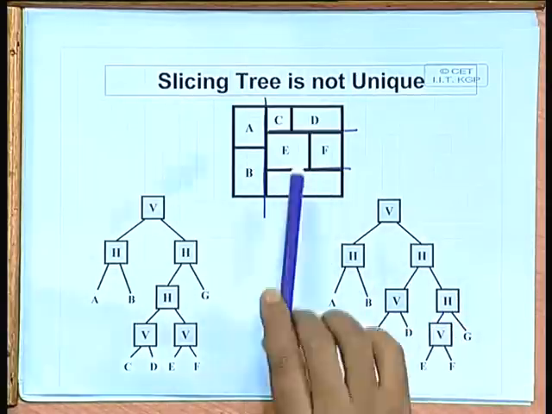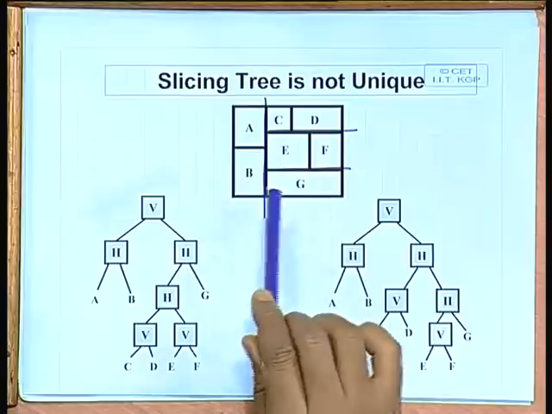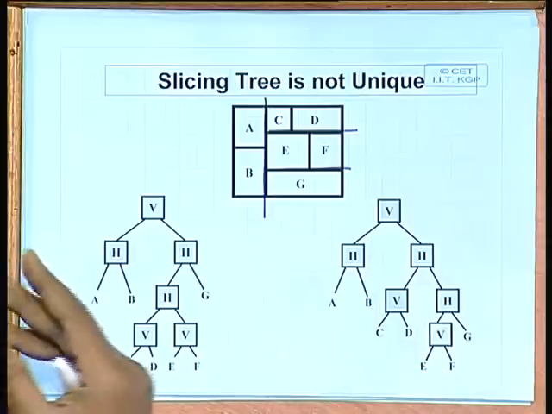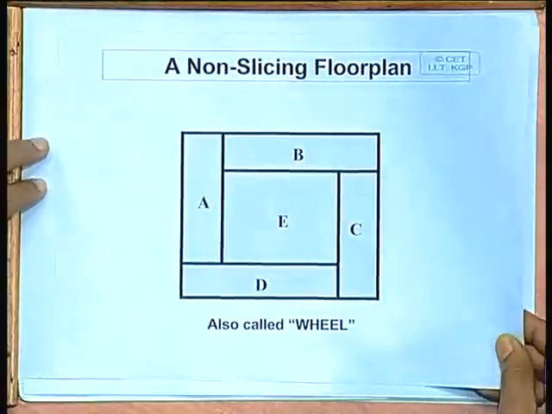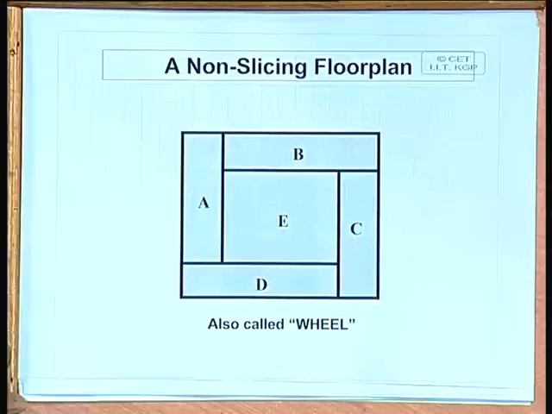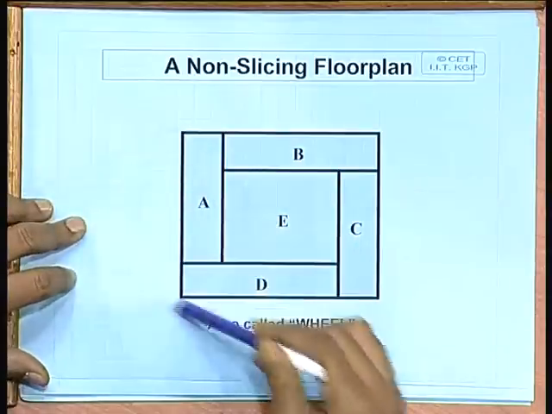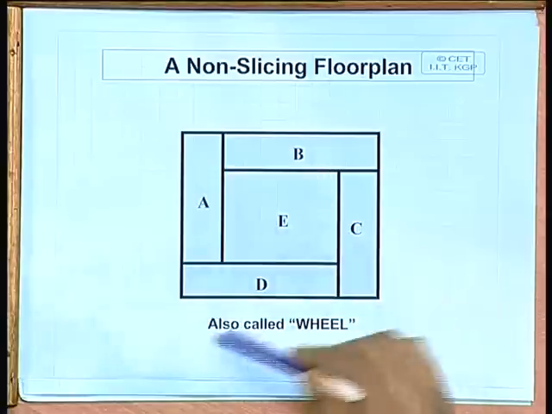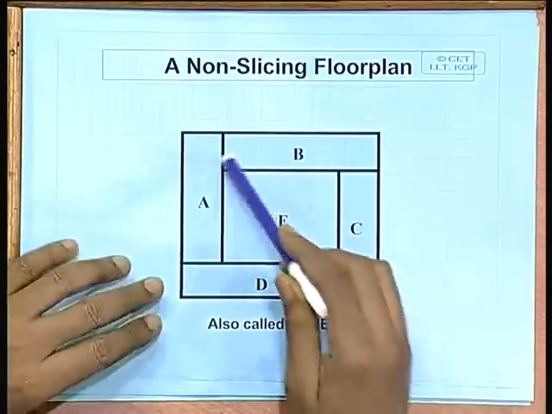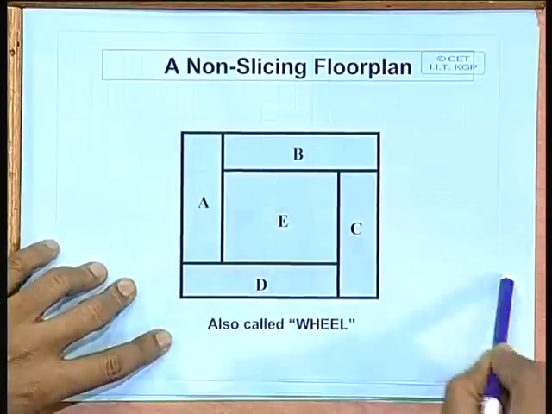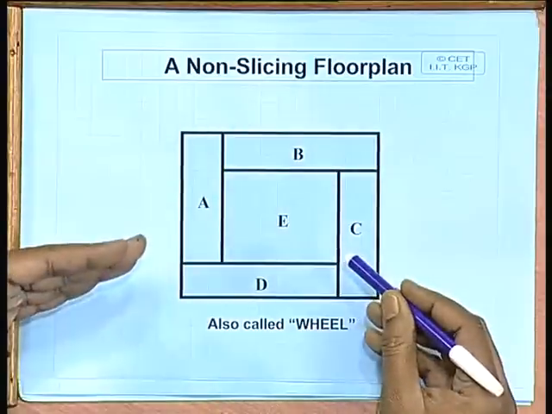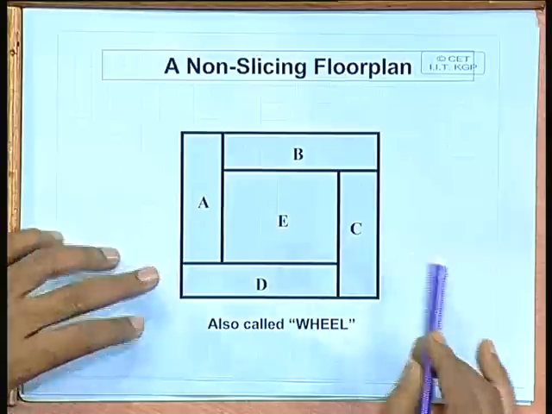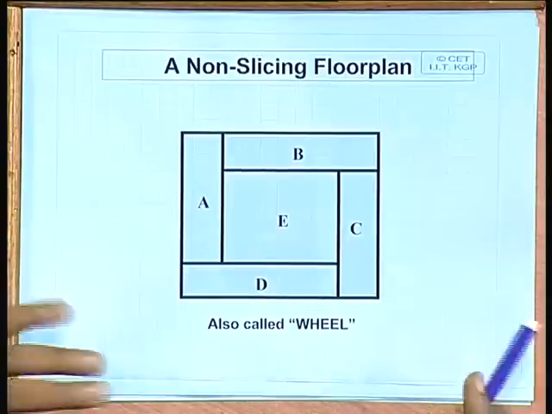There is only one primitive such floor plan layout which cannot be represented by horizontal and vertical cuts, and that is called a wheel. It looks like this. This is the only kind of a primitive floor plan structure which cannot be represented by simple slices. If you have this floor plan, you cannot apply simple horizontal and vertical slices, cut them and get them, because if you want to cut this, your block C also gets cut in the middle, that you do not want.